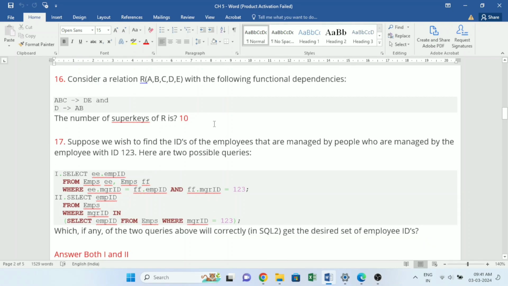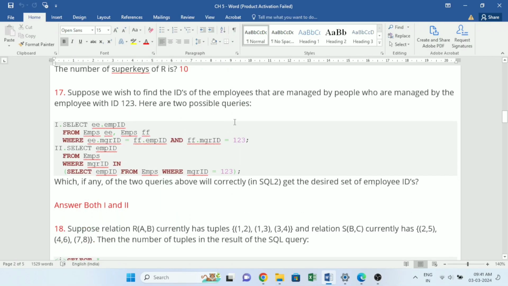16. Consider a relation R(ABCDE) with the following functional dependencies: ABC→D and D→AB. The number of superkeys of R is 10. 17. Suppose we wish to find the IDs of the employees that are managed by people who are managed by the employee with ID 123. Here are 2 possible queries.